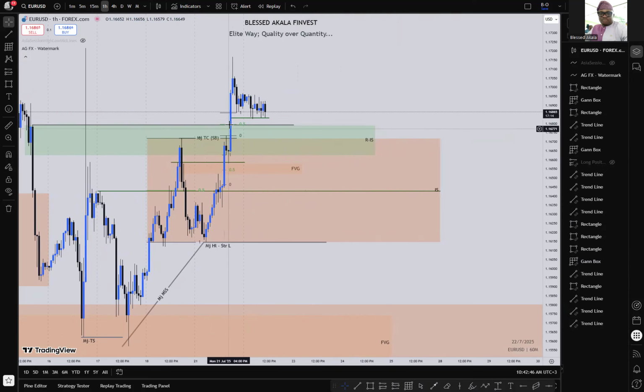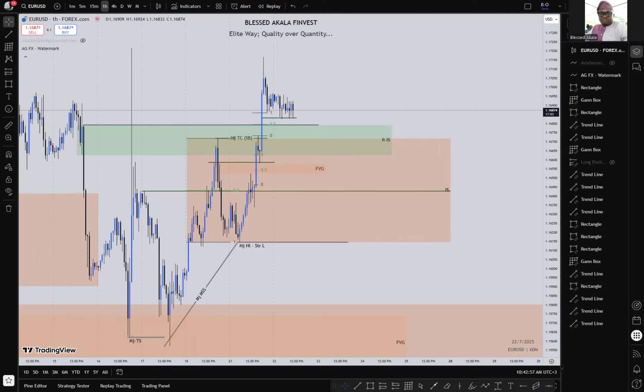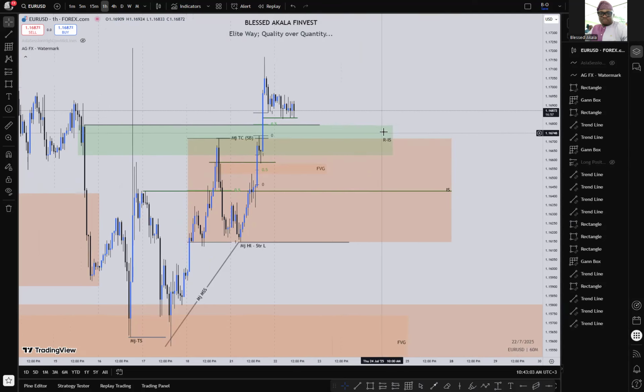So this internal structure, this fair value gap that we have here, the 50% of it lies perfectly on the reclaim internal structure that we have. So anything can happen. We still have some news coming out, and we are anticipating some news in the market, and we'll be expecting. So this reclaim internal structure is my possibility number one.